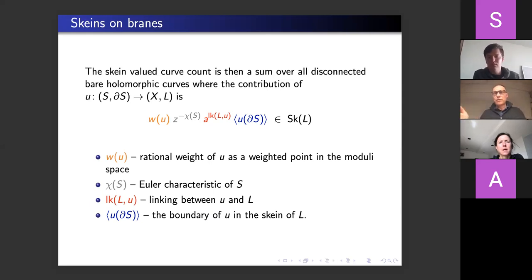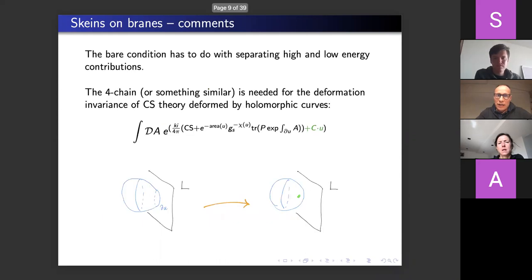And of course, I have to count all these connected curves. So it's a big count, typically infinite, but it's filtered by this area. So it's not too bad. Okay, and now I would like to comment a little bit on this thing.